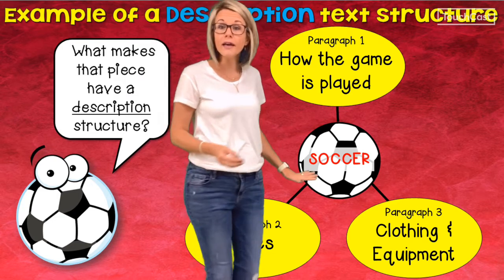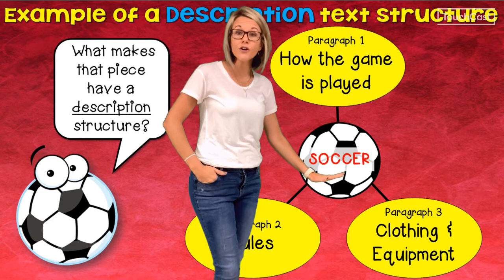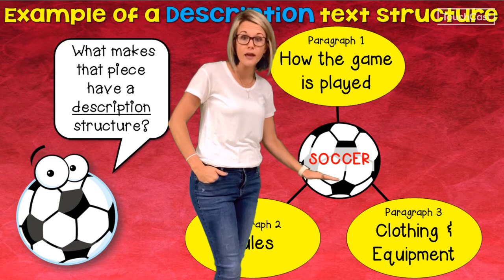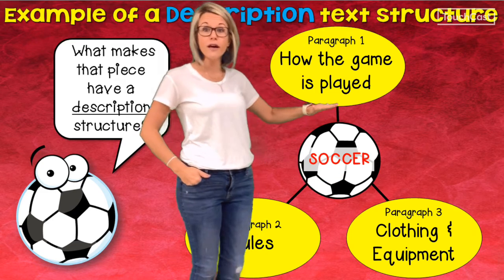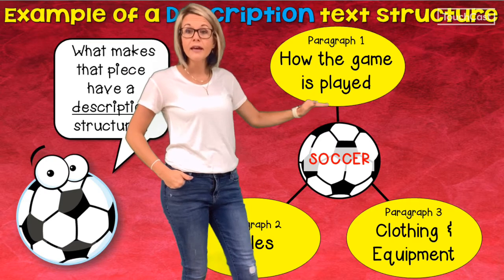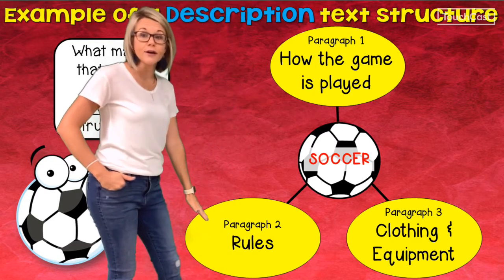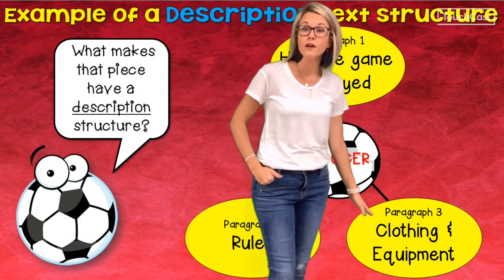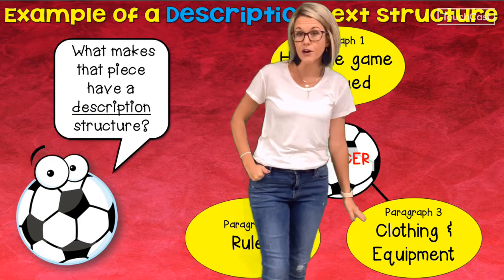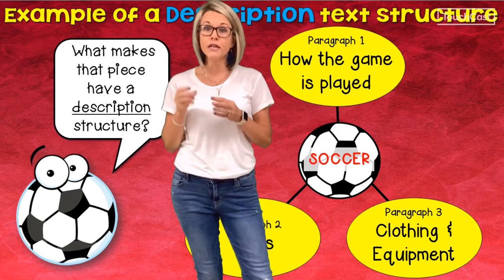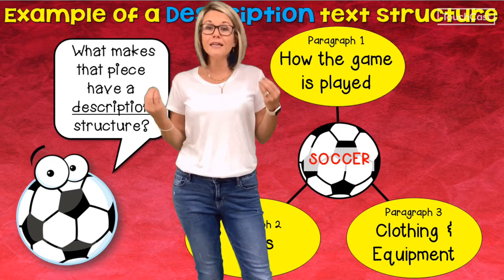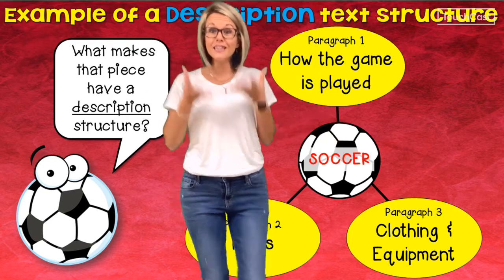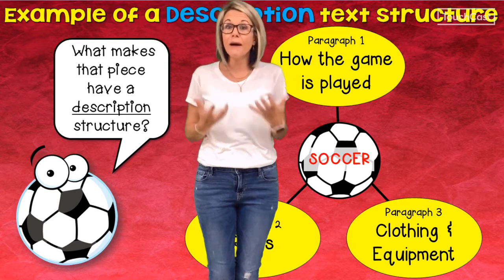So when I look at our topic, soccer is our topic, it discussed in paragraph 1 how the game was played. In paragraph 2, it talks about the rules. And in paragraph 3, it talked about the clothing and the equipment when you play the game of soccer. So this was a description text structure because it didn't do any of the other things. It literally just told us about soccer.